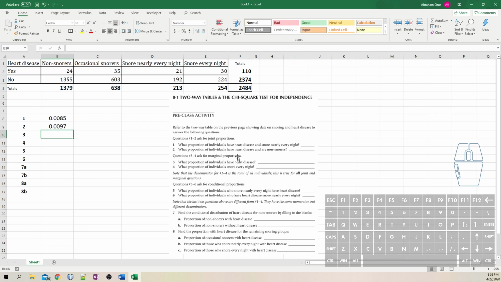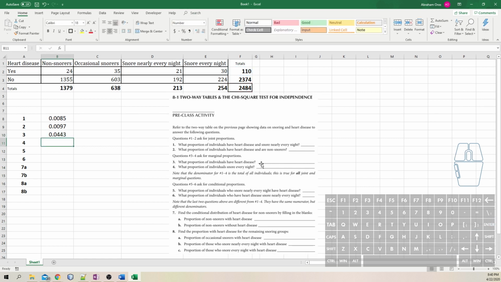For marginal proportions, we're always talking about the things on the margins here. We're going to use one of these numbers divided by the grand total. So let's look at this one. Number 3, what proportion of individuals have heart disease? All right. So this whole row are people that have heart disease. So we're going to take that total divided by the grand total to get our answer. So equals that cell divided by the grand total.